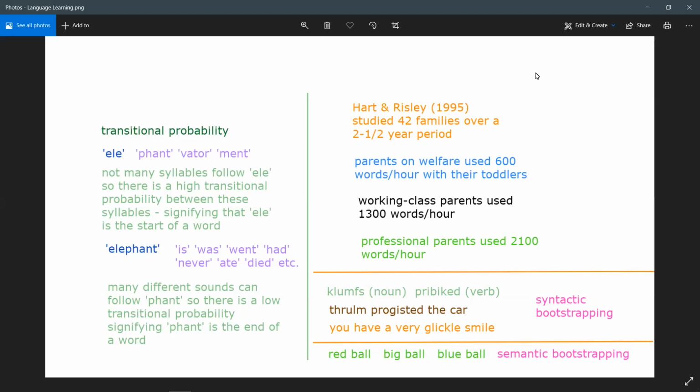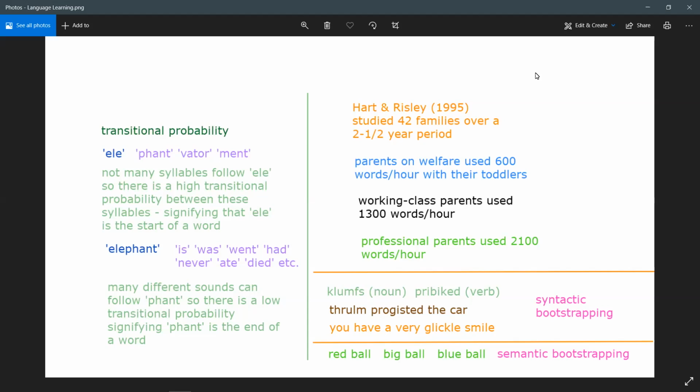So this teaches them that elephant is a unit, because Ellie has a high transitional probability. There's only a couple of things that follow it. After hearing fant, there are many, many possibilities, which is a low transitional probability. And so it signifies to them that Ellie is the beginning of a word and fant is the ending of a word. And I know it's a little bit complicated.